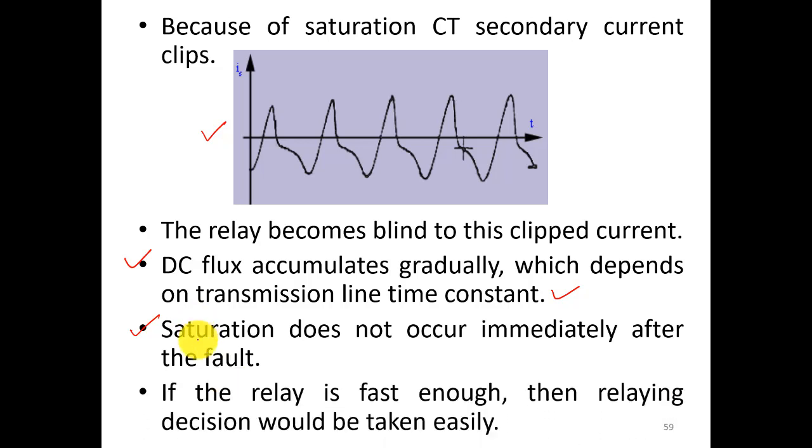So if the relay is fast enough, then the relaying decision would be taken easily. This is another reason why we need speed in the relay operation, faster relay operation, because if it is faster, then the decision will be taken faster and it will be very accurate, right? Sometimes when the time delay is there, the CT gets saturated and the maloperation happens. So we'll discuss more about this.